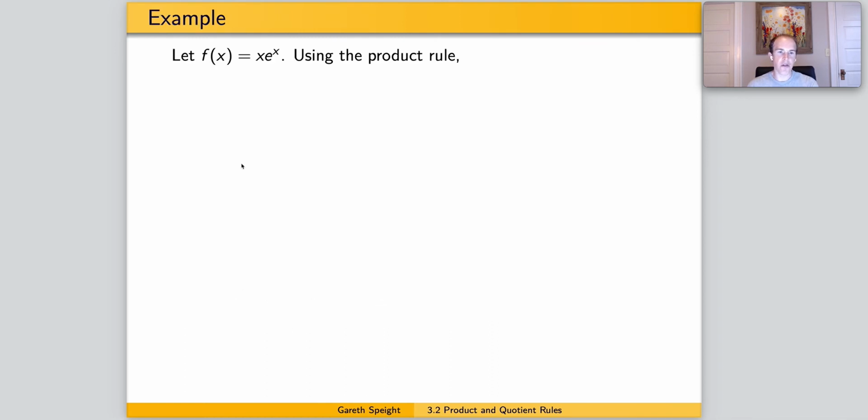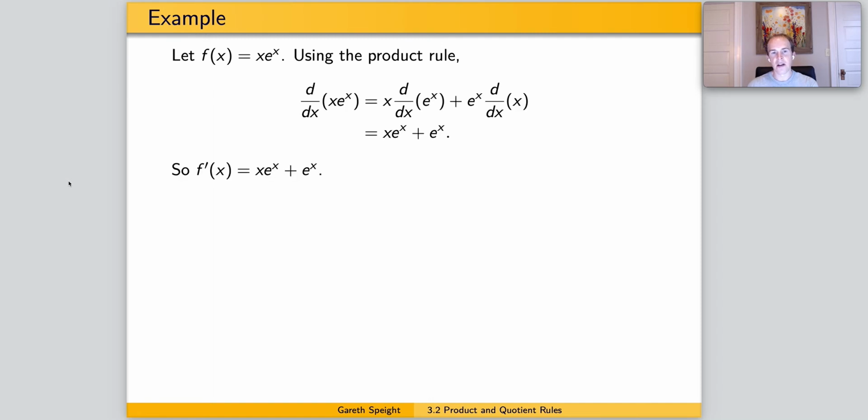Okay, so for example, here's f of x is x times e to the x. We know how to differentiate x. We know how to differentiate e to the x. So we should be able to use the product rule to differentiate the product x times e to the x. So let's use the product rule. We fix the first function x. We differentiate the second, which is e to the x. We fix the second function e to the x. We differentiate the first function x.